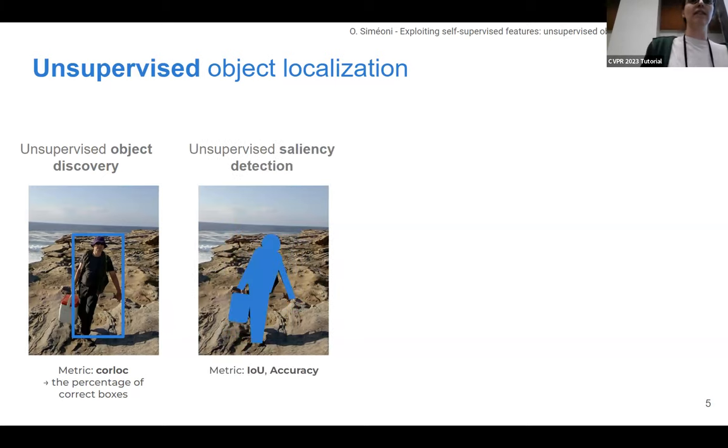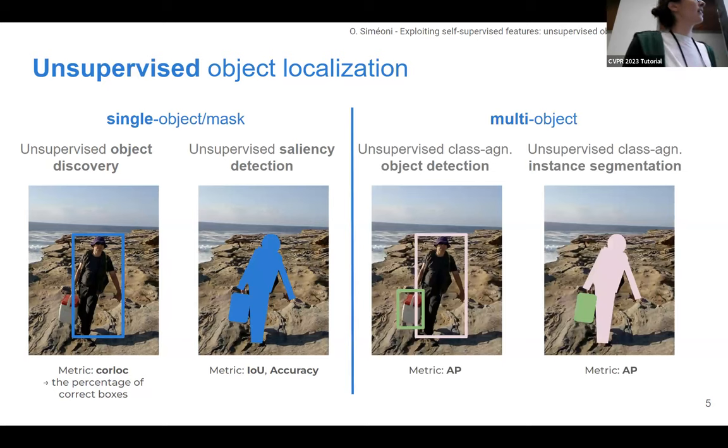Another task is unsupervised saliency detection, where this time you want to segment a foreground mask, one mask per image. This is evaluated with IoU or accuracy. Here again, you don't discriminate between objects; you just want one foreground mask per image. These are single-object tasks, but the community has been working hard on unsupervised object localization, so now methods are tackling multi-object problems, where you want to detect all of the objects in the image. So you can do unsupervised class-agnostic object detection, and the other side of it is unsupervised class-agnostic instance segmentation, where you have one mask per object. We'll see through my talk the different methods for both of those problems.